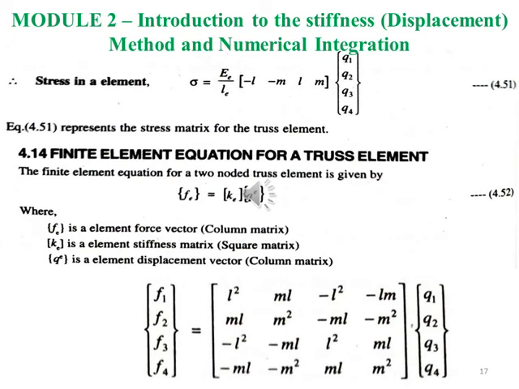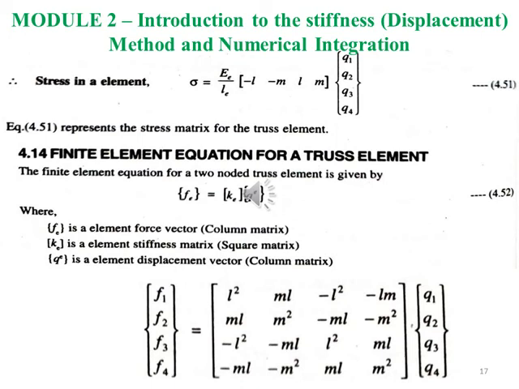So we get the stress in the element. Sigma is equal to E divided by L^e into [-l -m l m] [Q1 Q2 Q3 Q4]. This represents the stress matrix for the truss element. Similarly, the finite element equation for a truss element with 2 nodes is given by F^e is equal to K^e Q^e, where F^e is the element force vector, which is nothing but a column matrix, K is the elemental stiffness matrix, and Q is the displacement vector.